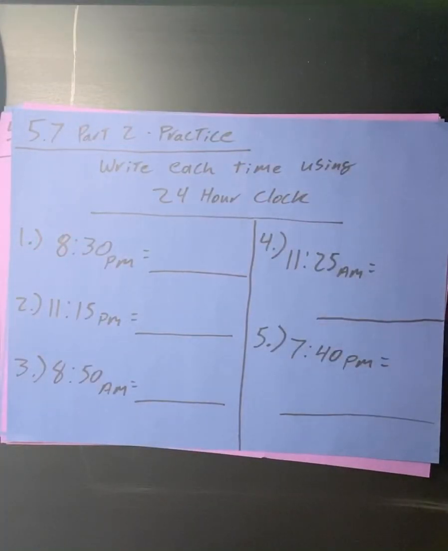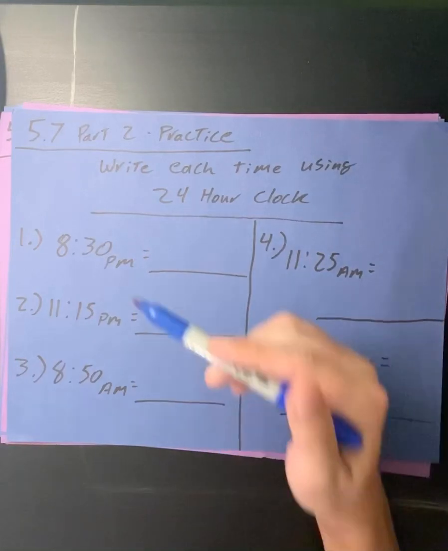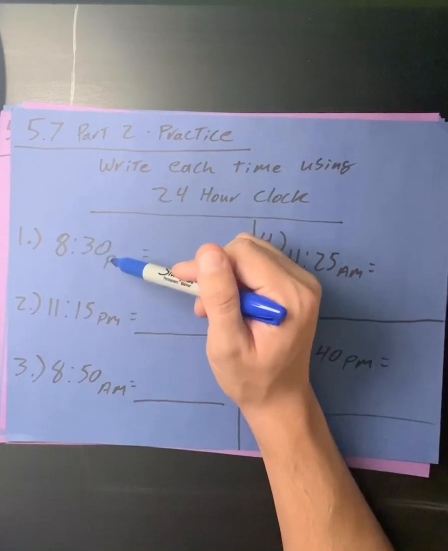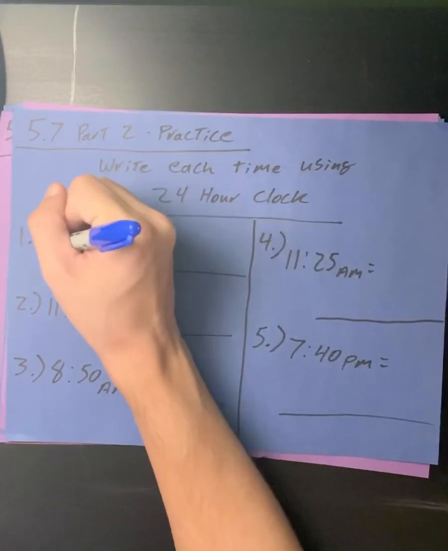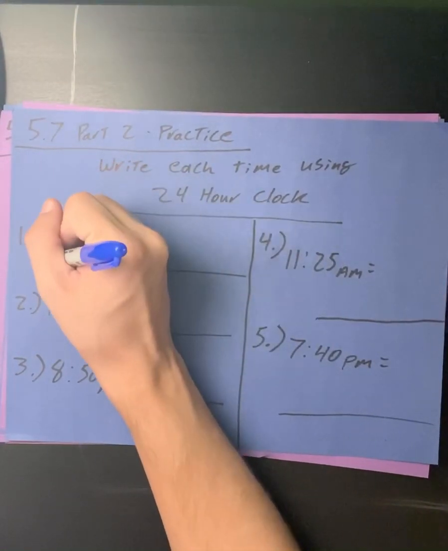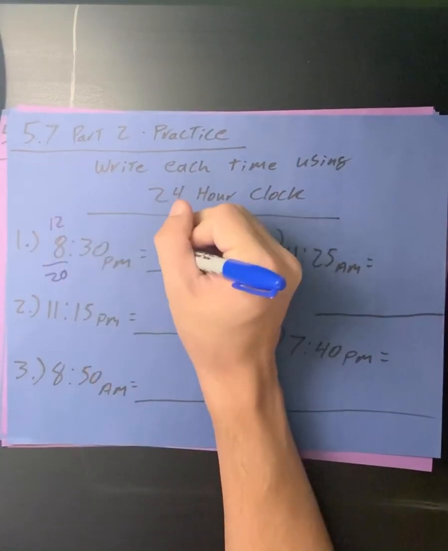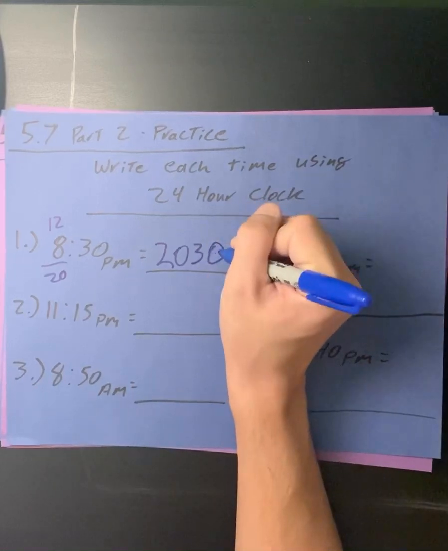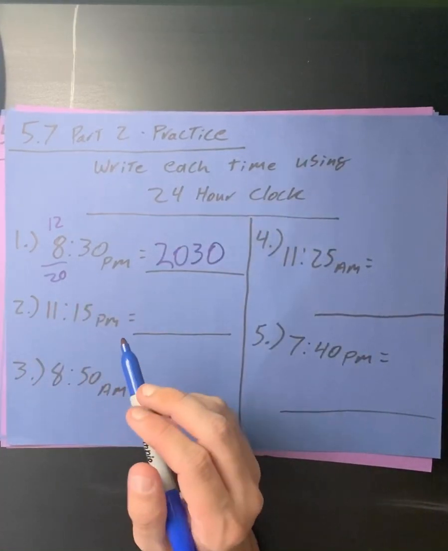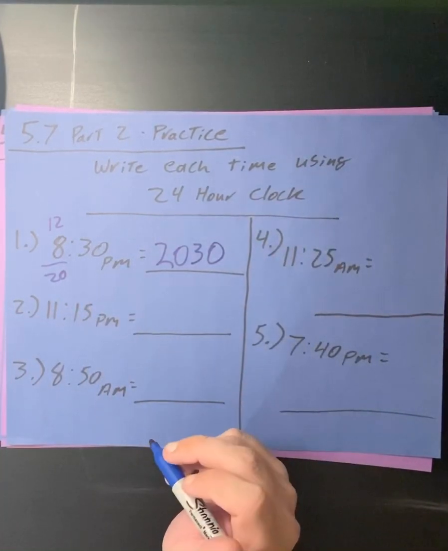All right, so converting these times to 24-hour time. First time I have is 8:30 p.m. Because it is p.m., I add a 12 to this. 12 plus 8 is 20. So in 24-hour time, I would say it's 2000 hours and 30 minutes, or 2030. Okay?